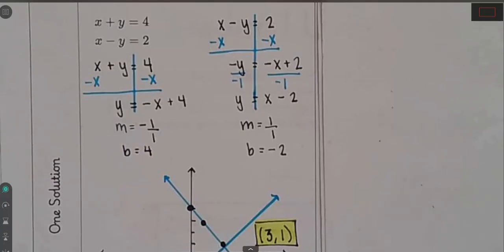Are there any questions on this problem? You're graphing these equations and looking to see where they intersect. That's how you solve by graphing. Oh no, we're not there yet.